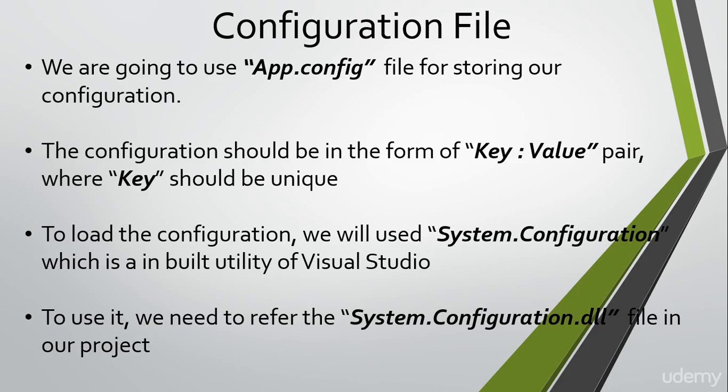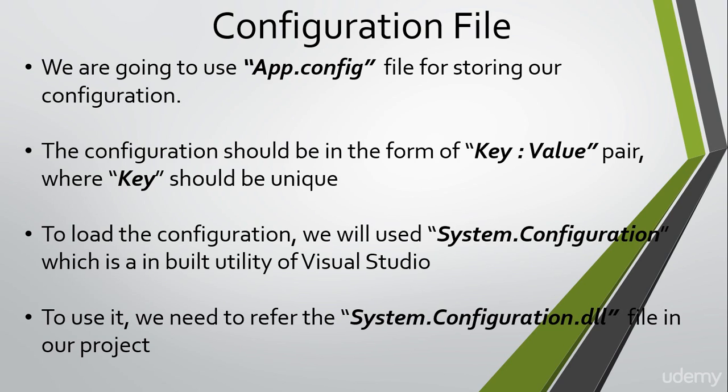Hello everyone, welcome again. In this video, we are going to discuss how to read the configuration from app.config file. So app.config file is a file which will contain all the configuration required by our framework. Now inside the app.config file, we need to specify the configuration in a certain format, and the format will be key value pair where key should be unique.